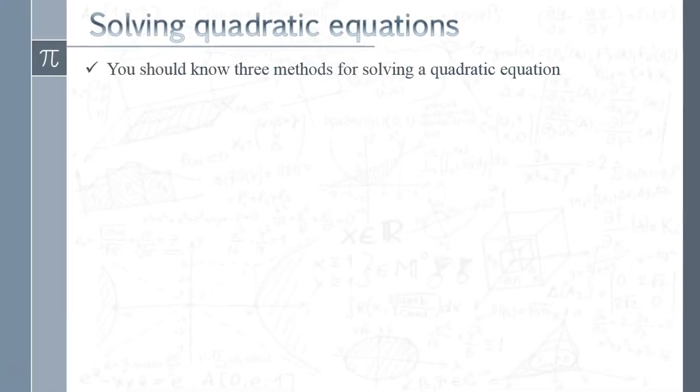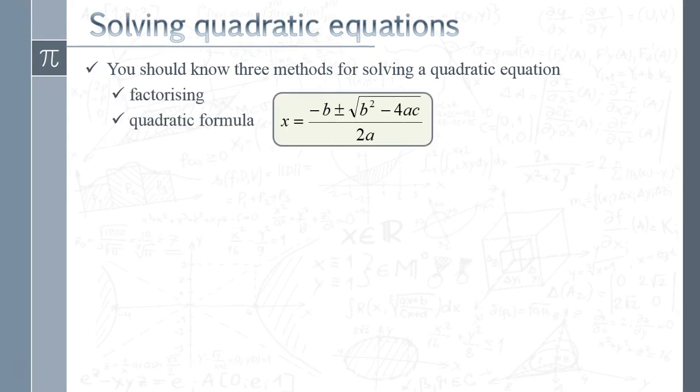So, as I said, we've got our three methods: factorising, quadratic formula. There it is, x equals minus b plus or minus square root of b squared minus 4ac all over 2a, and you are expected to know that. And the final one, which is completing the square.